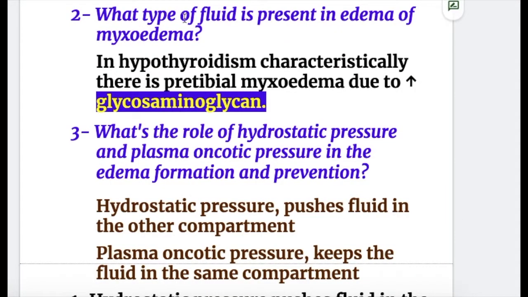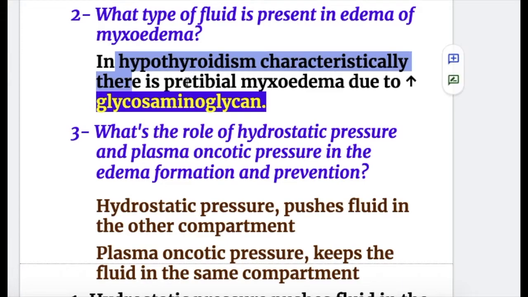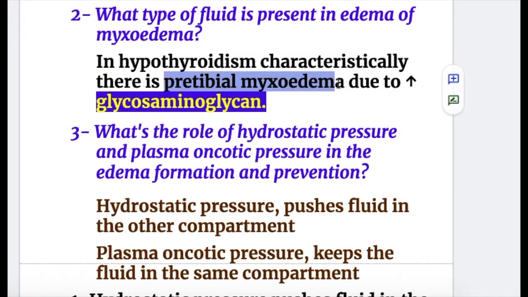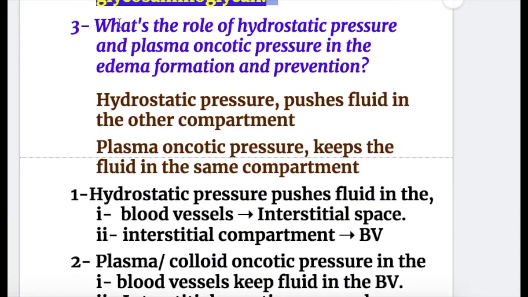Number 2, what type of fluid is present in edema of myxedema? In hypothyroidism, characteristically, there is pretibial myxedema due to increased glycosaminoglycan. Question number 3, what's the role of hydrostatic pressure and plasma oncotic pressure in edema formation and prevention?